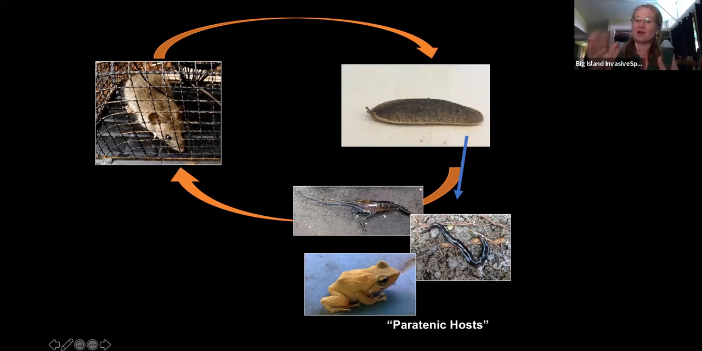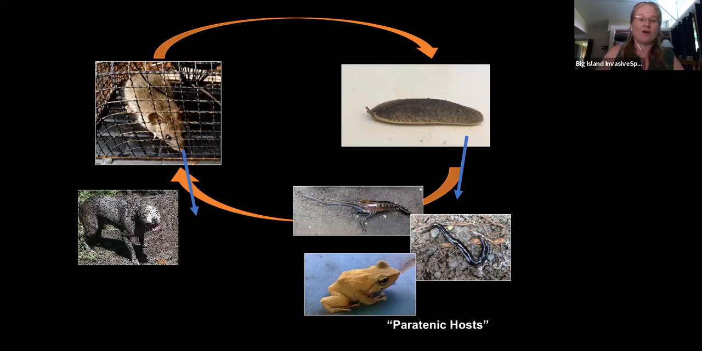So you can see the paratenic host can serve as a reservoir for those larvae. They can still provide a food source, but we generally wouldn't catch it from a paratenic host unless we were eating them raw. So cook your cookies, don't eat them raw.